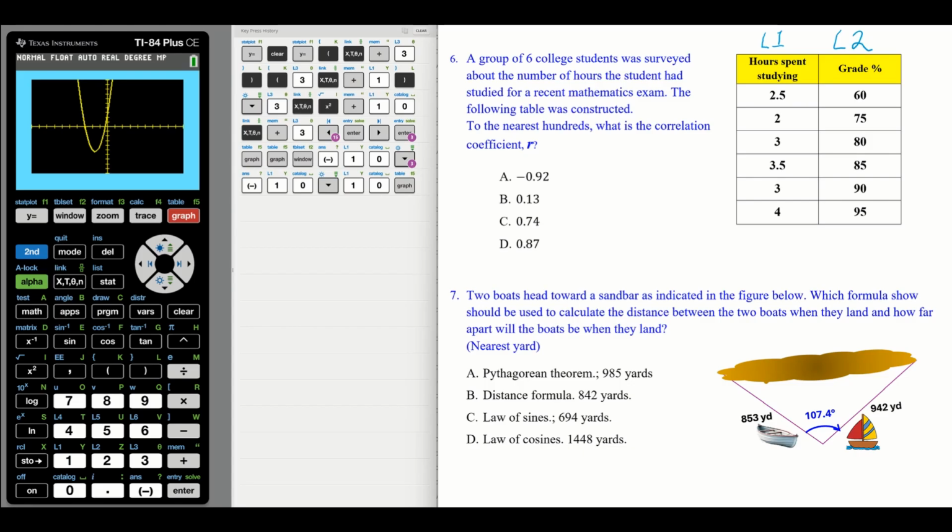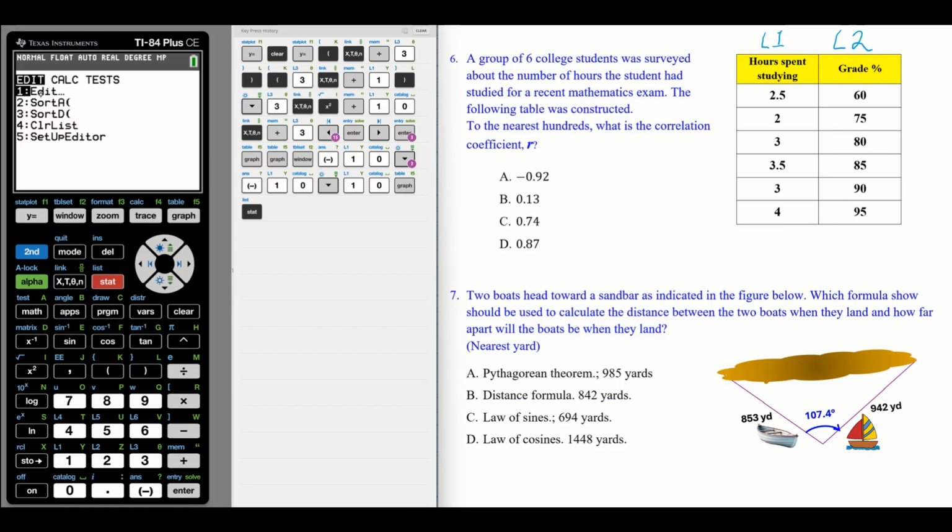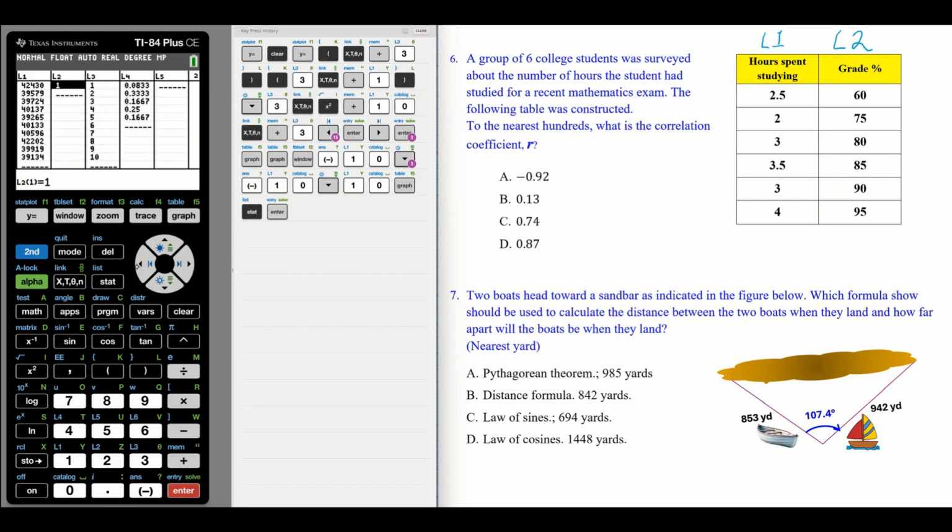Okay, if you haven't watched other videos with me, or if you have, I hope you remember how to do this. Remember, the first thing we need to do is push Stat, and our edit is already highlighted. Push Enter again, and we need to clear out our list. Remember, clear it out. Okay, that means clear, enter. And I'm going to arrow over and, okay, when you're on the actual one, let's go up and just do L2 clear.